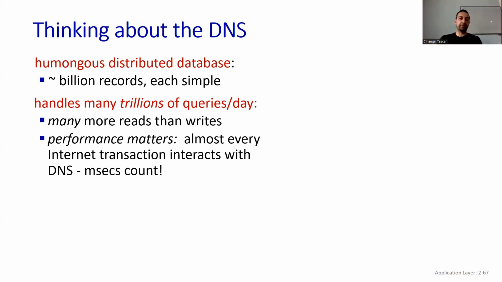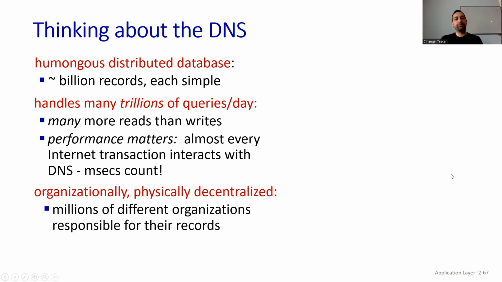But reading is really fast. Because we have to read it and visit the web page, it has to be very fast. This is why performance matters. Almost every internet transaction interacts with DNS, so milliseconds count. Organizationally, it is physically decentralized, with millions of different organizations responsible for their records.